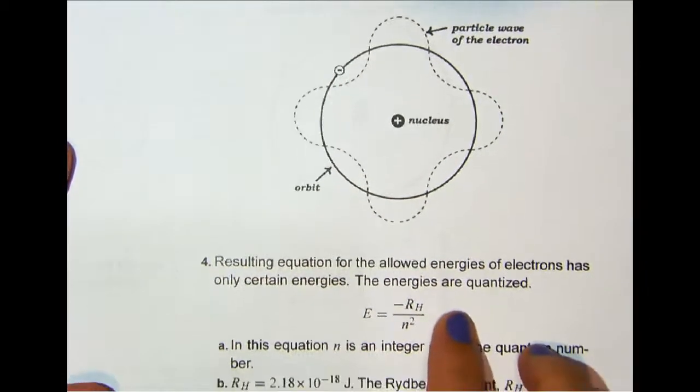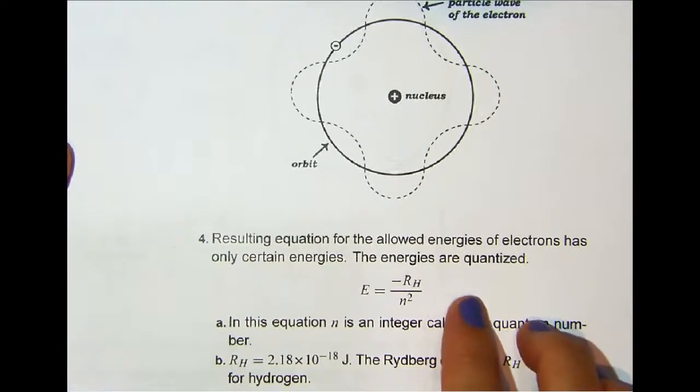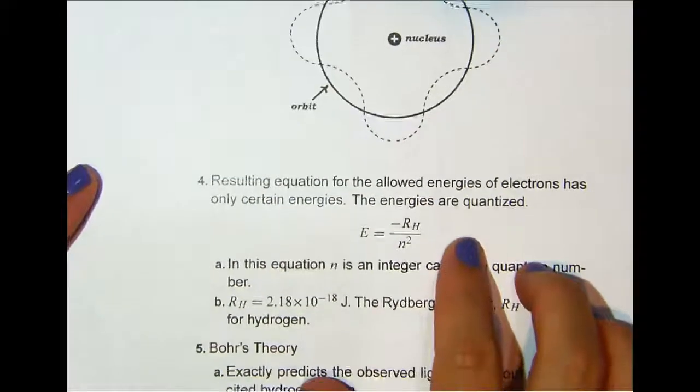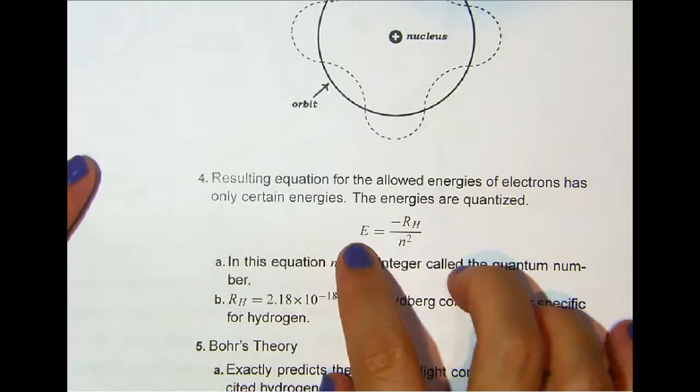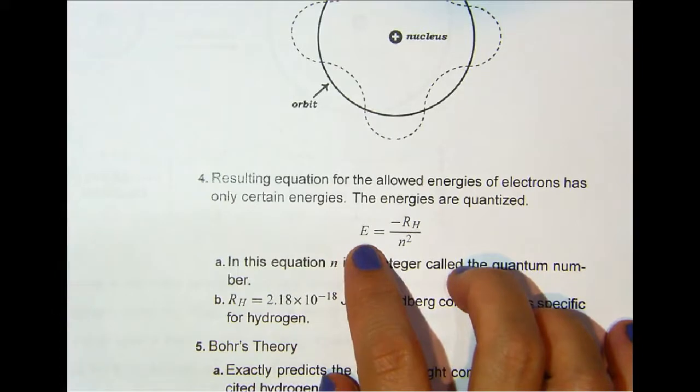The resulting equation for the allowed energies of electrons has only certain energies. The energies are quantized. So basically each energy level or distance from the nucleus has a specific amount of energy, and there is no in-between. You can't be between levels.